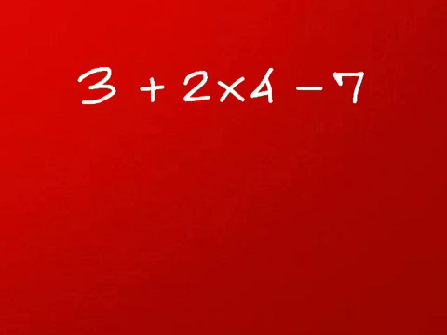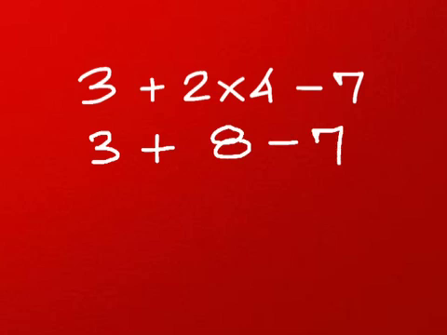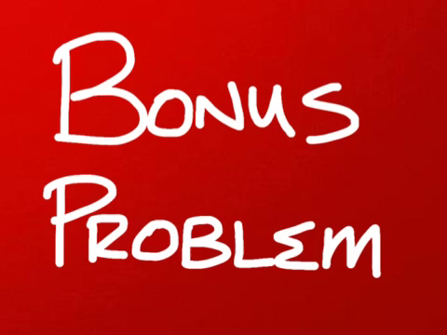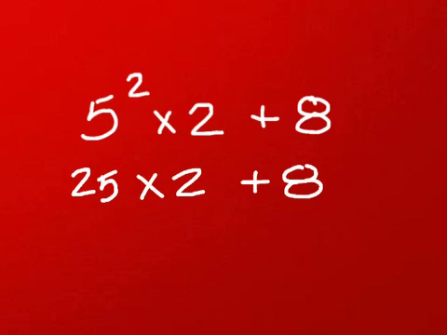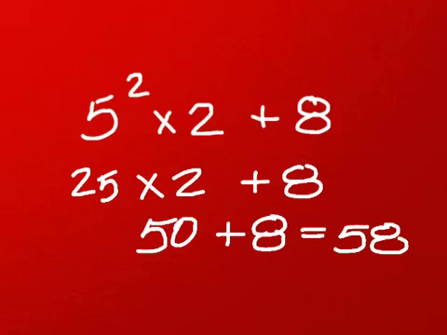The bonus problem is 3 plus 2 times 4 minus 7. Solution for the bonus is 3 plus 8 minus 7. 11 minus 7 is 4. Here's another quick bonus problem. 5 squared times 2 plus 8. Solution for the bonus is 25 times 2, which is 50, and then plus 8 is 58.